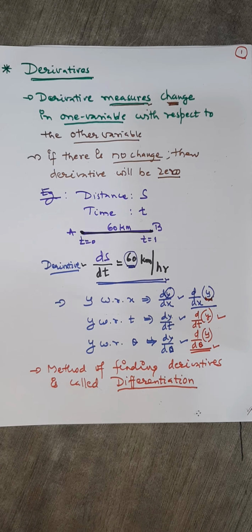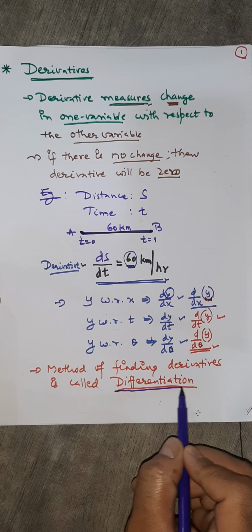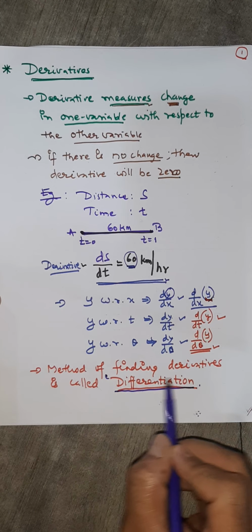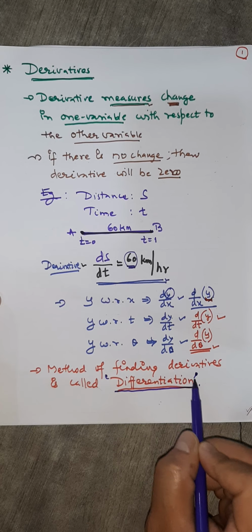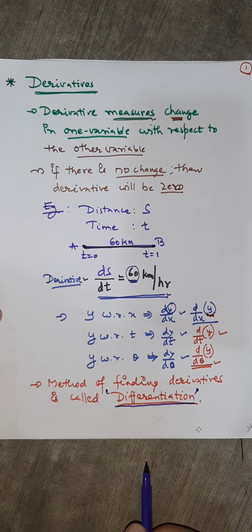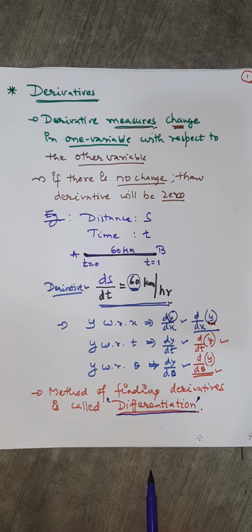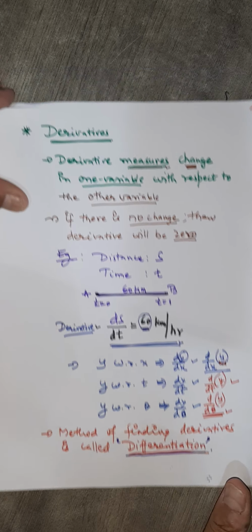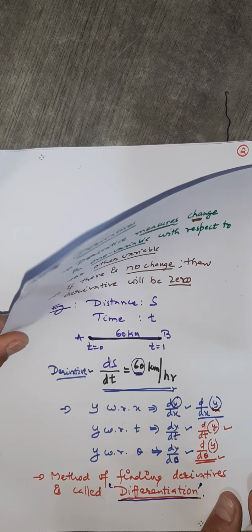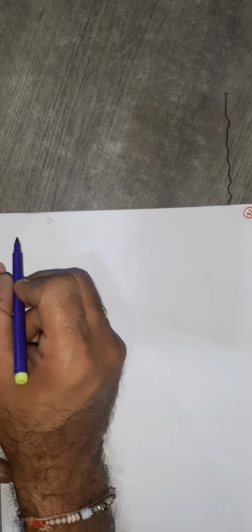So differentiation is the procedure of finding the derivative of a function. It is a method of finding the derivative of a given function. Now with this information, we write the definition of the derivative at a point, which is based on limits only. So now we write the definition.